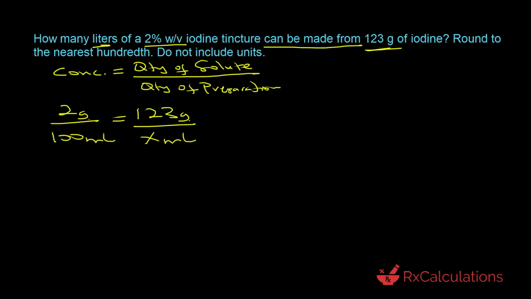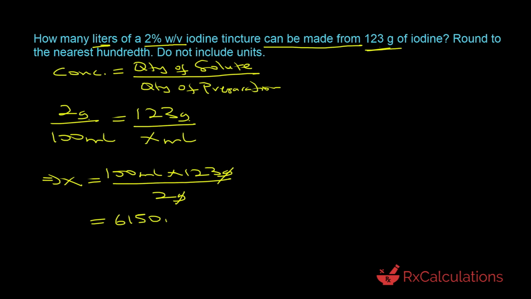So X is going to be equal to 100 milliliters times 123 grams divided by 2 grams. The grams cancel out, and you end up with 6,150 milliliters. But here again, the question is asking for volume in liters. So we do a quick conversion using the conversion factor that 1,000 milliliters is 1 liter. The milliliters cancel out, and you end up with 6.15 liters.